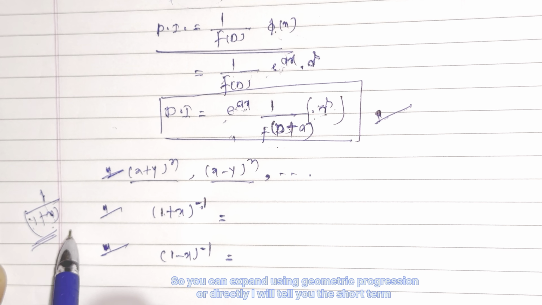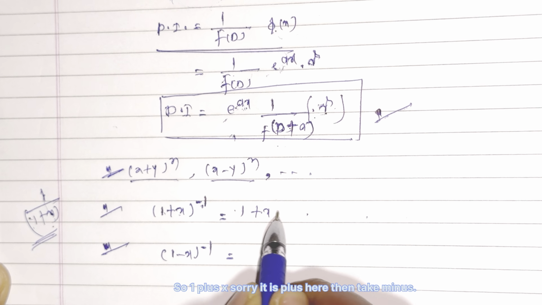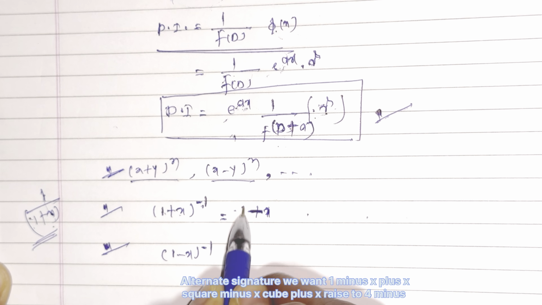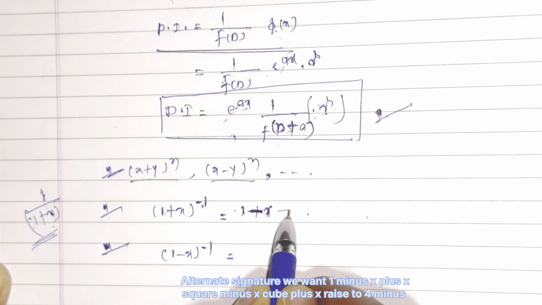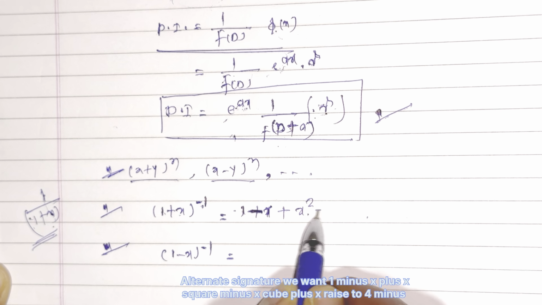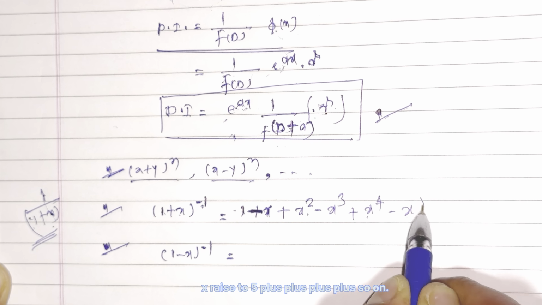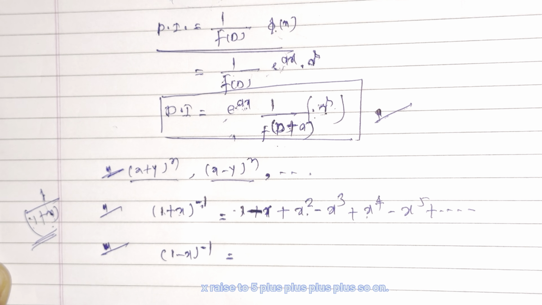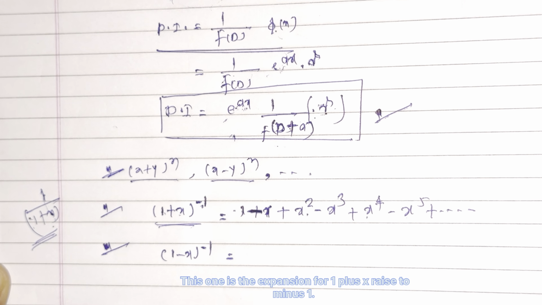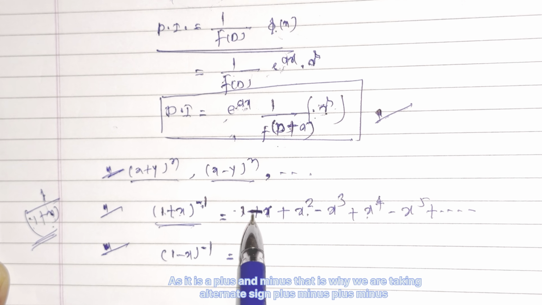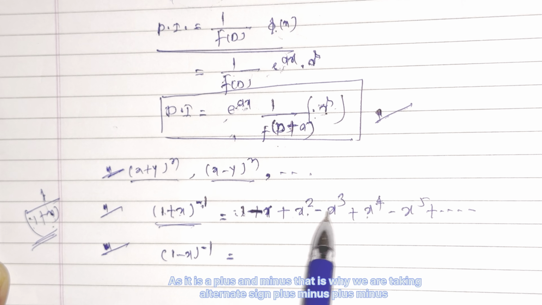Now see that it is a plus here, minus here. So we take plus and minus in this way. So 1 plus x, it is plus here, then take minus. We want alternate signs. 1 minus x plus x square minus x cube plus x raised to 4 minus x raised to 5 plus and so on. This is the expansion for 1 plus x raised to minus 1. As it is a plus and minus, that's why we are taking alternate signs.